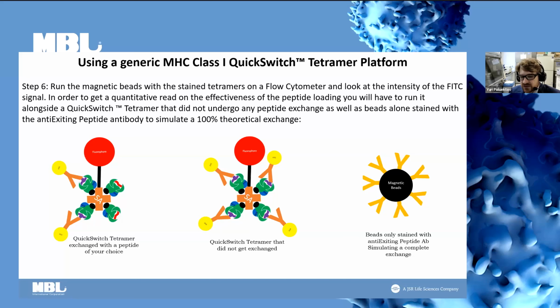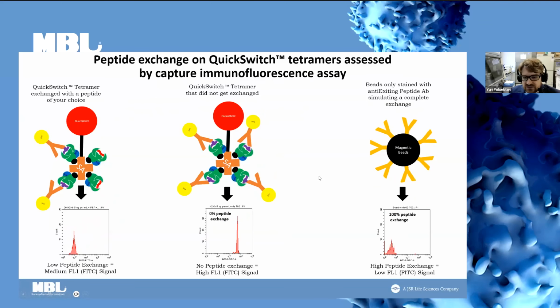To properly quantify your reaction, you also need to use 5 microliters of the unexchanged tetramer as a negative control, like this. And in addition, you also need to add a sample of beads only as a positive control. Let me explain how that works. Since all of the MHC molecules in the unexchanged tetramer still contain the existing peptide, it will have a high FITC signal, and it will represent 0% peptide exchange. The beads alone, on the other hand, without any tetramer bound, will have no FITC signal, just like you would see if the exchange of the existing QuickSwitch peptide was performed to completion. So this would be 100% peptide exchange.